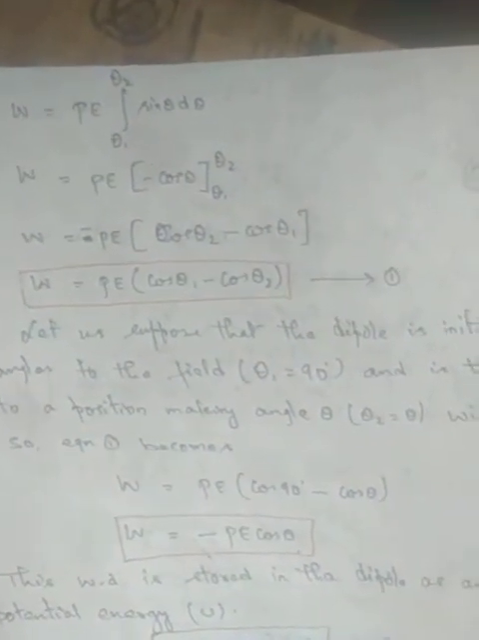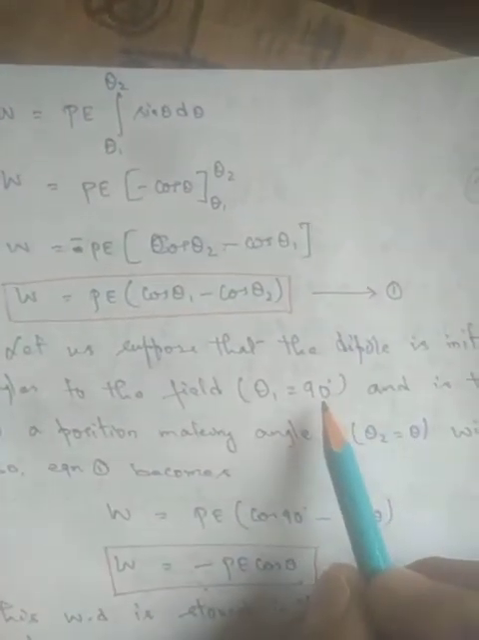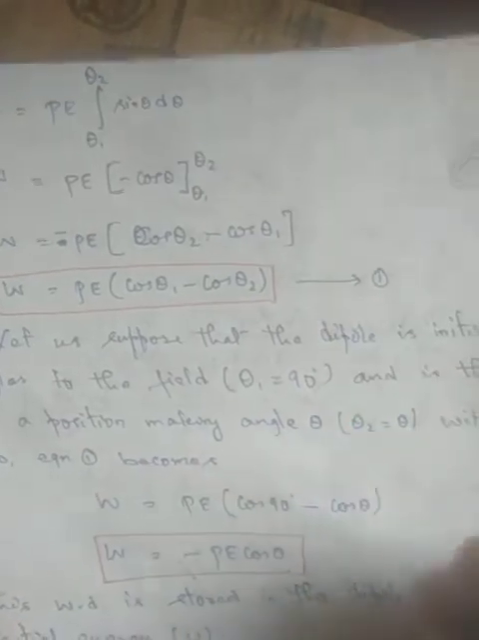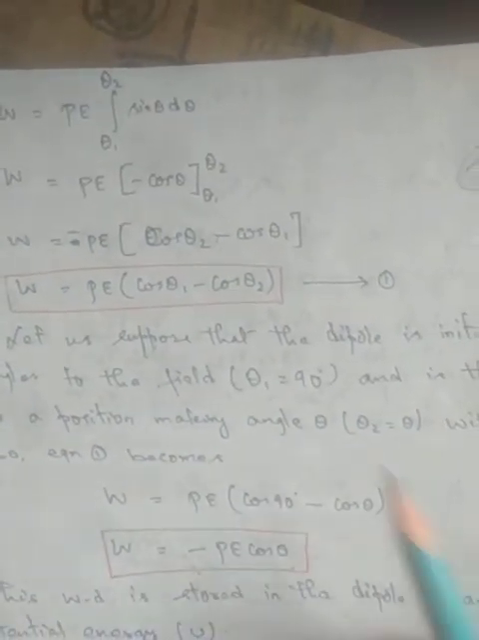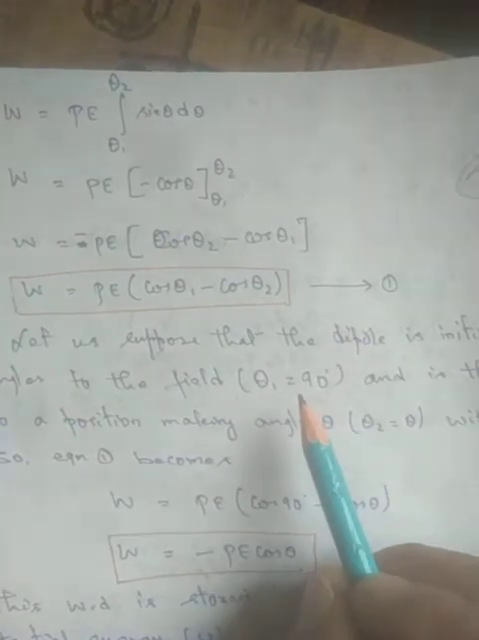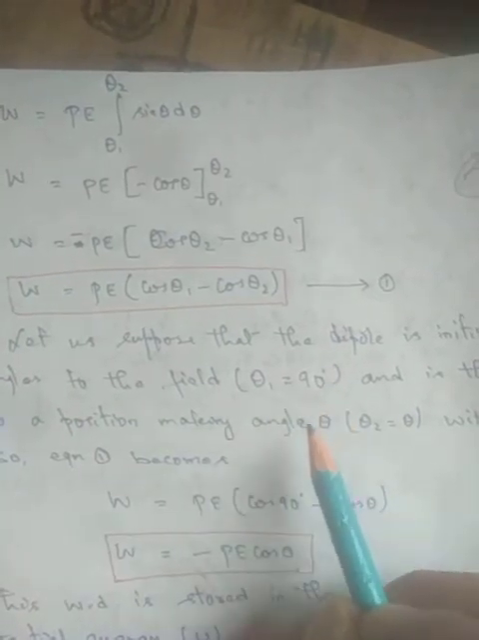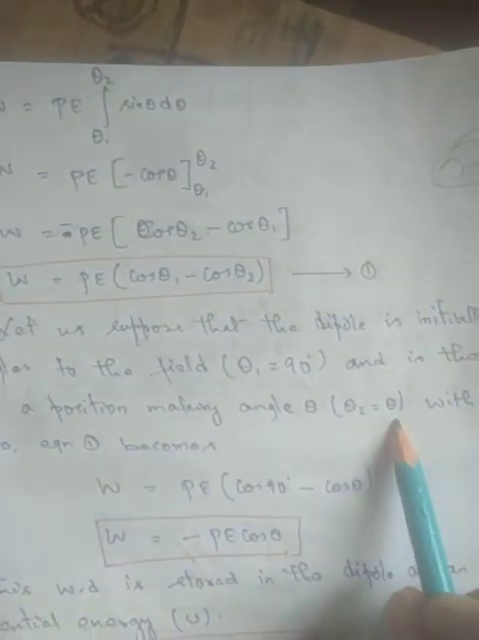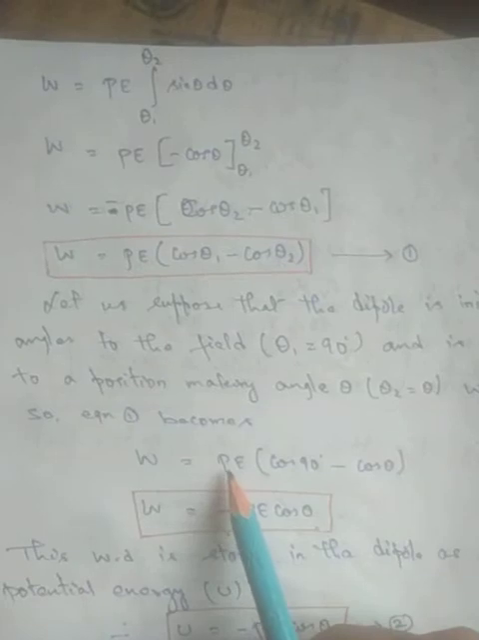Now let us suppose that theta 1 here is equal to 90 degrees. That means the dipole is at right angles to the uniform field at the initial position, and let's say we rotate that dipole to a final position theta. That means in that case theta 2 is equal to theta, right? So therefore this equation 1 will become W is equal to PE.